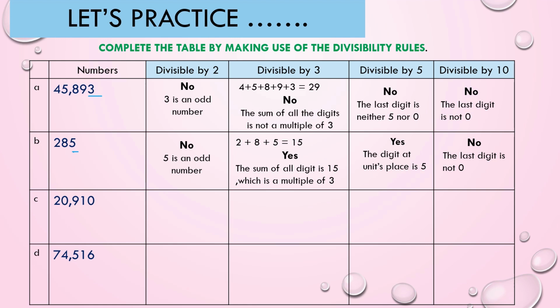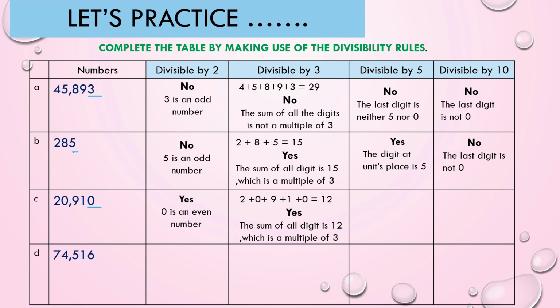जल्दी से बताएं. Is it divisible by 2? Yes, because 0 is an even number. So we can say this number is divisible by 2. Now for 3, quickly add them. 2 plus 0 is 2. 2 plus 9, 11. 11 plus 1, 12. 12 plus 0 is 12. So this number is divisible by 3.